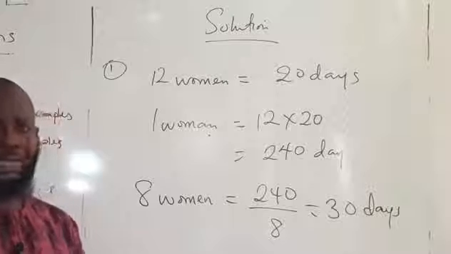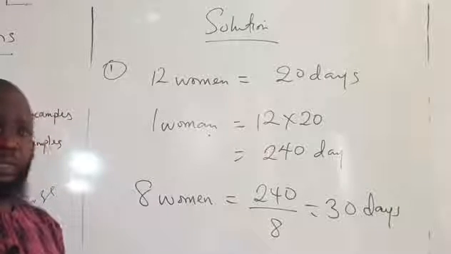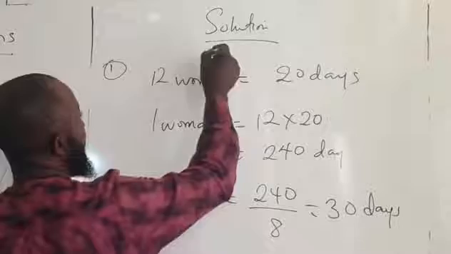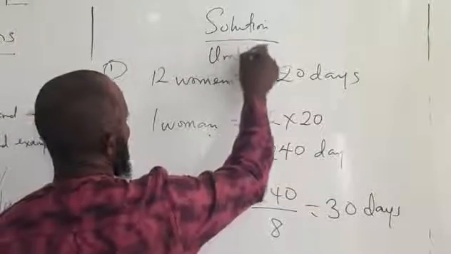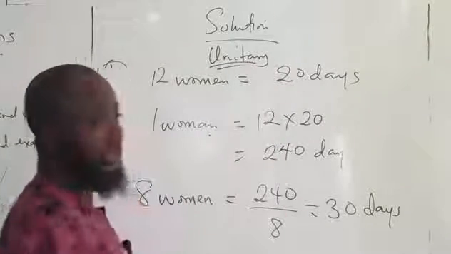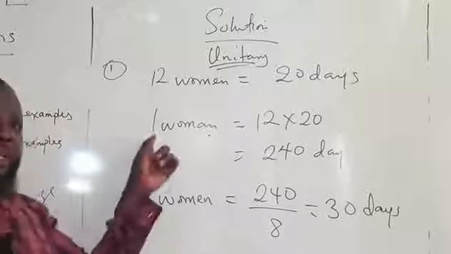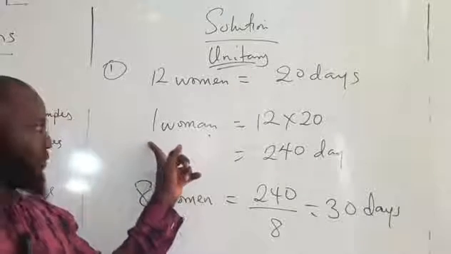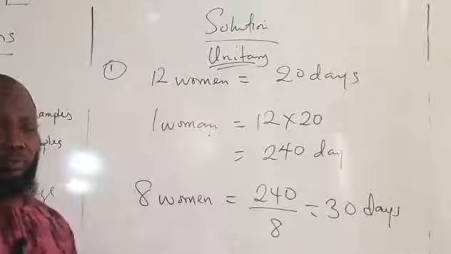We'll still look at one more example so that we'll be able to understand it better. So what we use there is what? Unitary method, so that you do not make mistakes here. Unitary method is what we're going to do. First, find one unit, the value of 1, before we get the next value.